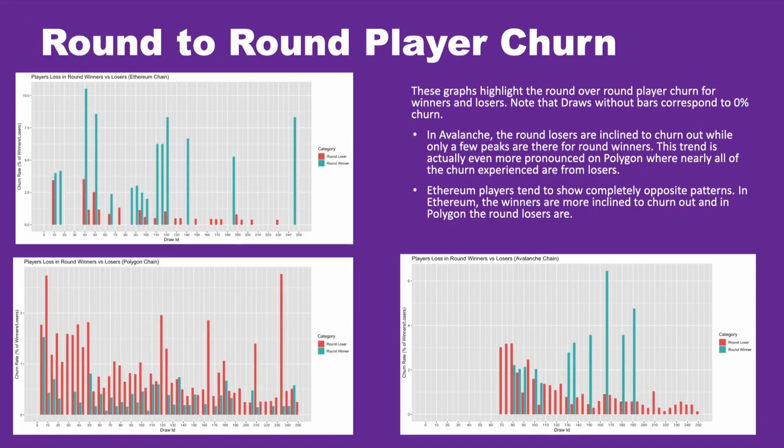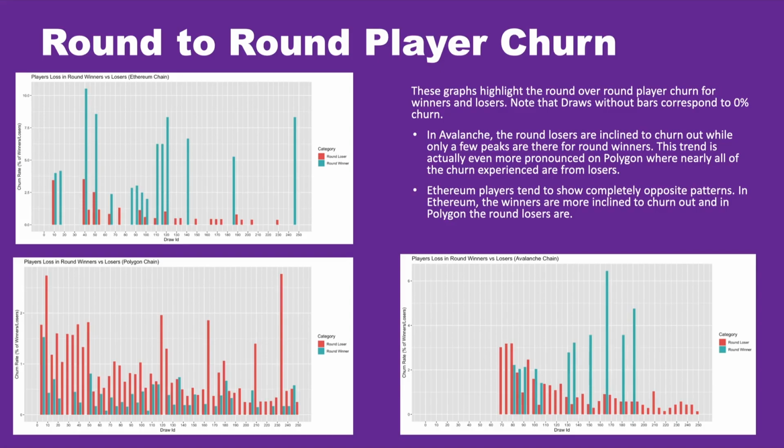Okay, and if we look at churn, effectively what we're looking at here is whether, if you're a round loser or winner, you tend to churn or you tend to stay. What we see is that in Avalanche, the losers are inclined to churn out. It's even more pronounced, arguably, in Polygon. But in Ethereum, players tend to show the opposite pattern, which is really interesting. In Ethereum, the winners are more inclined to churn out, and in Polygon, the losers are.